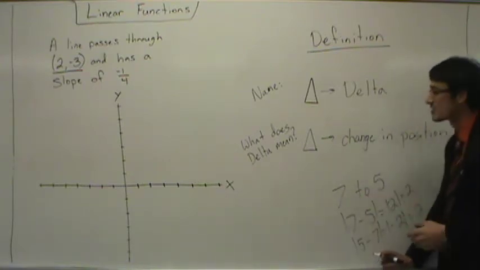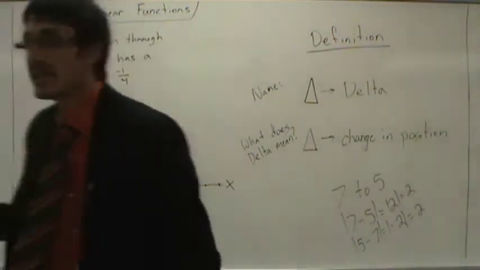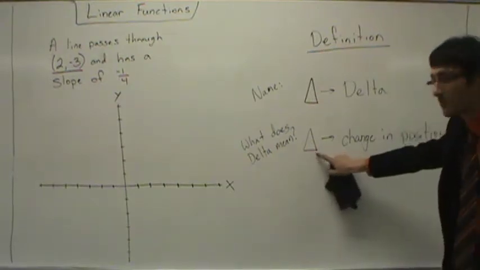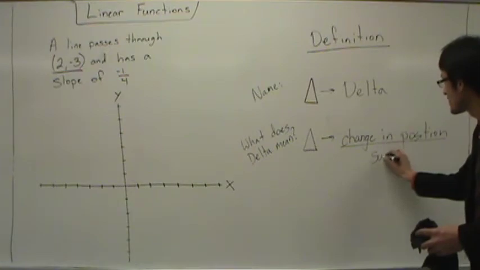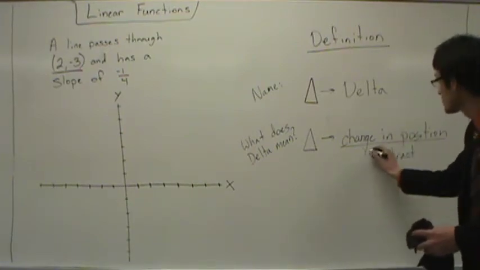You subtract. So another way of thinking about delta, instead of thinking change in position, if I ask you on a quiz what this symbol means, you can either write change in position or you can write subtract. So what does delta mean? Literally, it means to subtract.